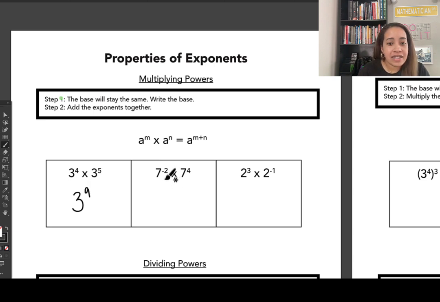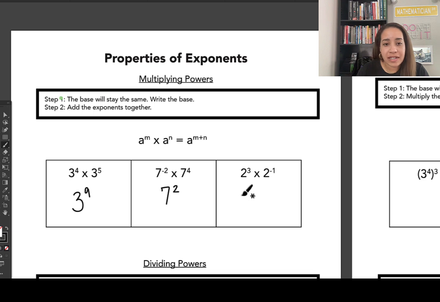Next up, I see 7 to the negative 2nd power times 7 to the 4th power. We'll talk more about negative exponents in an upcoming rule, but for now, we will follow the steps that we see for multiplying powers. We should keep the base the same, so we copy down the big number, and then we add up the exponents. Negative 2 plus 4 gives us a positive 2.